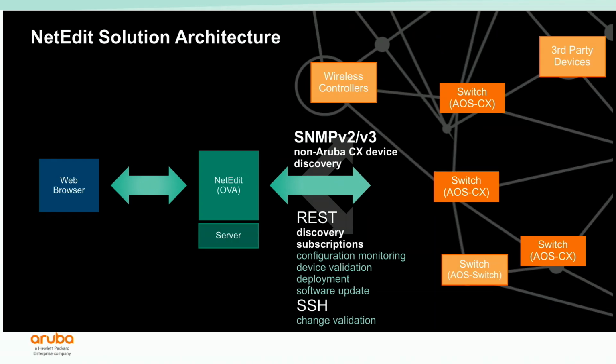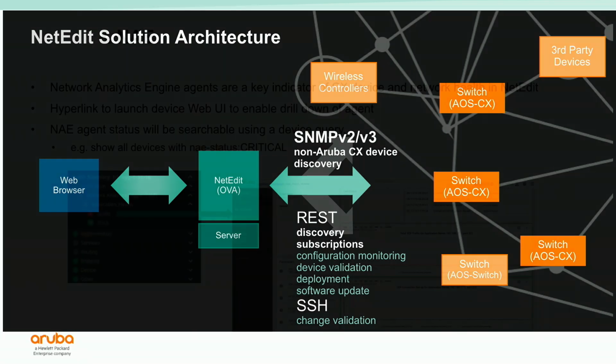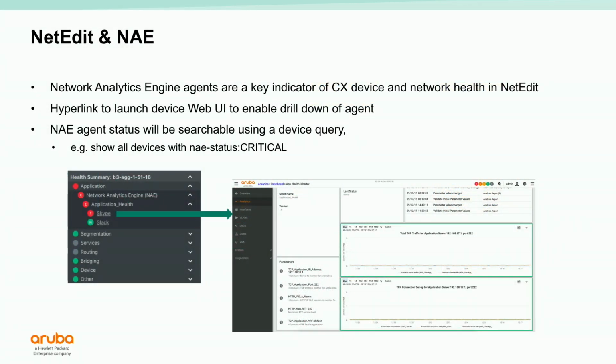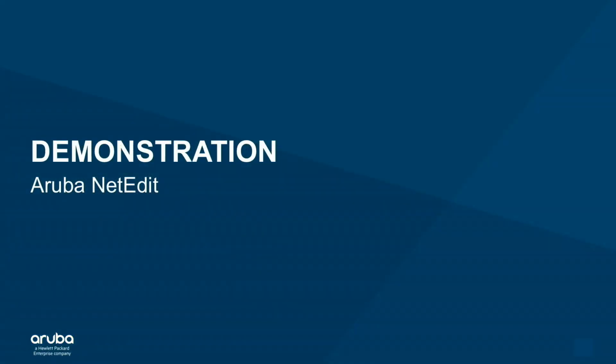The architecture, as I mentioned, leverages the APIs. We use SSH where necessary. We query third-party devices with SNMP to get more information, because you're also going to see a topology with this tool, and that topology has to incorporate other third-party devices in order to be complete. And a lot has been talked about regarding NAE. We leverage NAE in NetEdit in a few different areas. One is it makes perfect sense that since we're managing the device, showing the device and its status, we get that status from the NAE agents. And I'll show you what that looks like now.